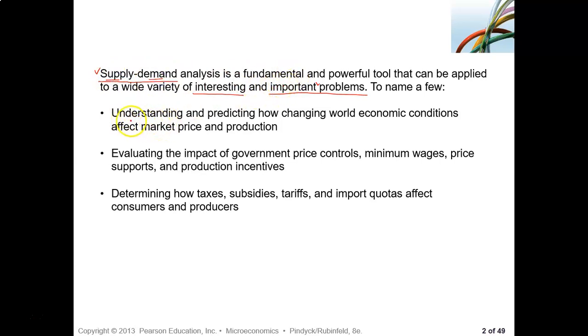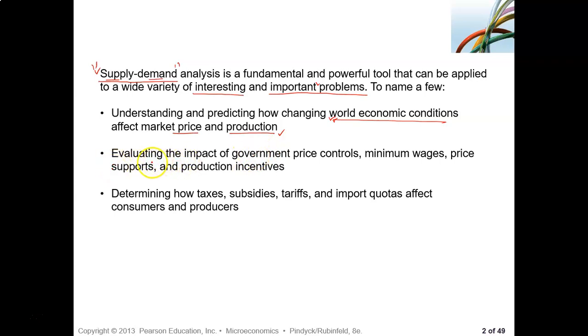So here they give some examples: understanding and predicting how changing world economic conditions affect price and production. Let us say there is economic growth worldwide, right? Income worldwide, GDP is increasing. How will that affect the demand and supply for a product, and how will that change in demand and supply in turn affect the price and production of the commodity?